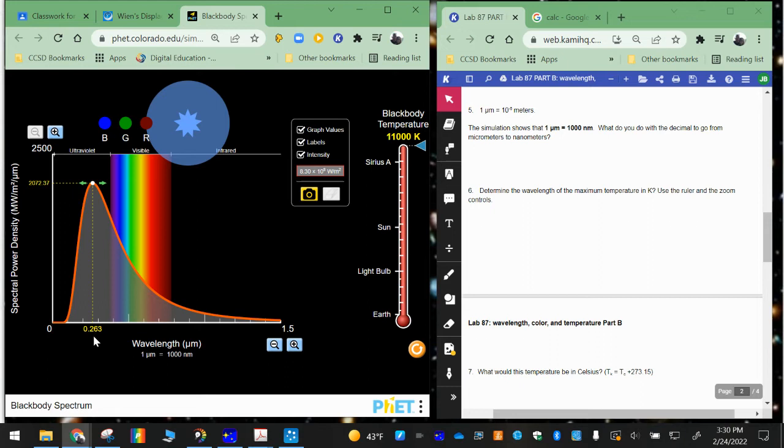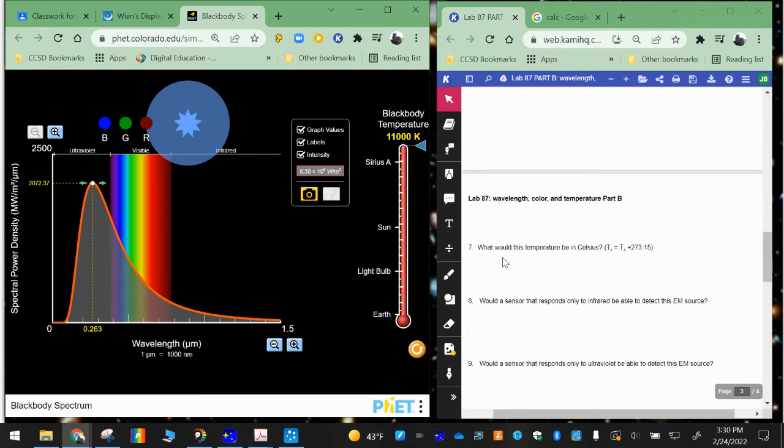Notice how it's 0.263 micrometers. If I want nanometers, I move it 3 places to the right. Now I have 263 nanometers. So that's question 6. Question 7 says, what would this temperature be in Celsius? So if it's 11,000 Kelvin, I would put that here, and I would simply solve for C.